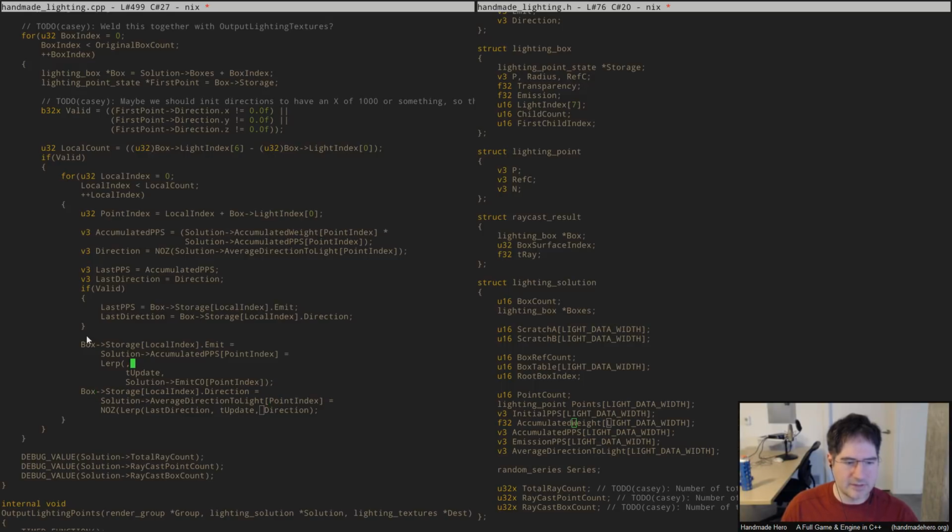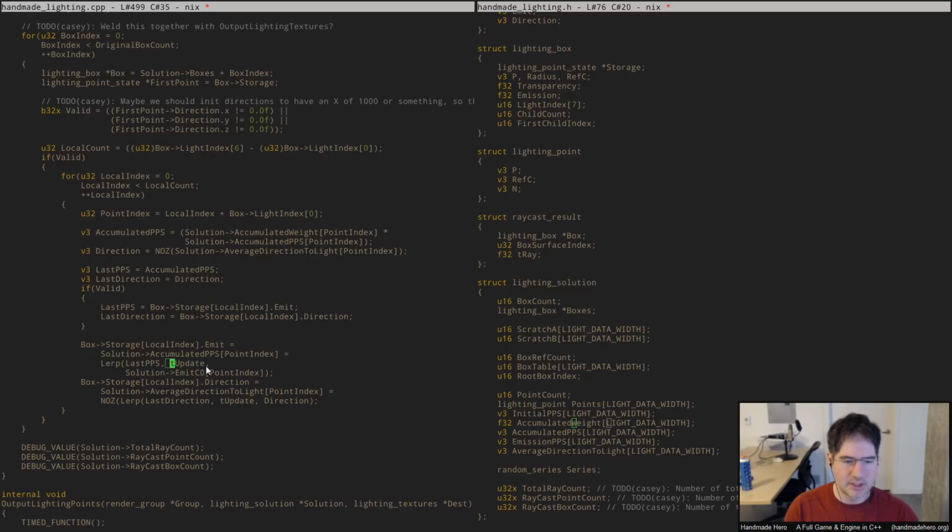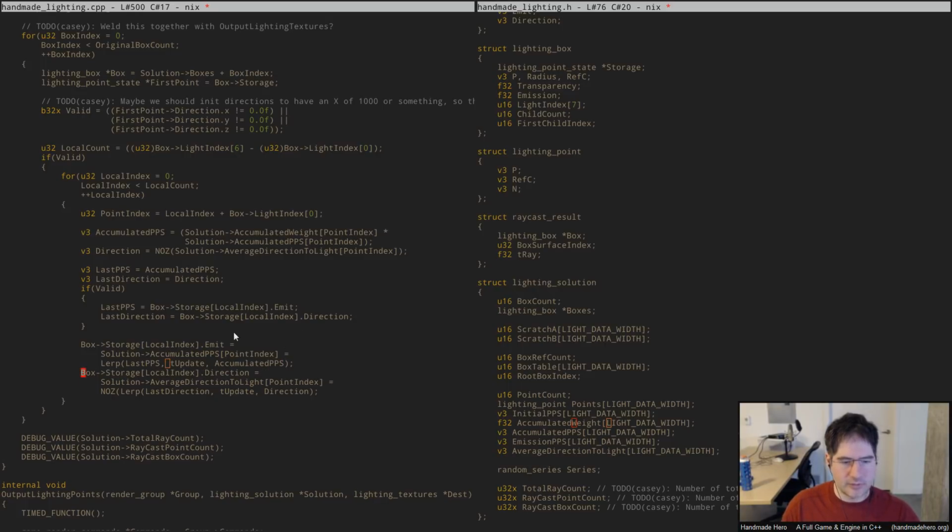And then finally, we've got our box storage, last PPS value. And again, that's going to look exactly the same. So that's just going to be a lerp between the previous value and the new value. So that will just slowly move our expected photons per second through the surface and our expected direction to the light source slowly over time towards what we are seeing as the current accumulated value. And off we go, right?